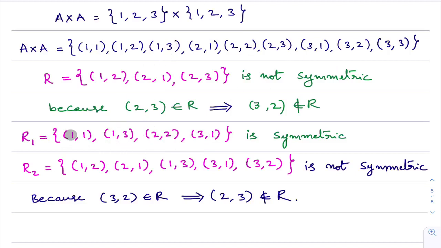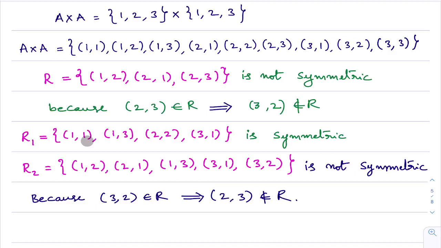How to check? You take ordered pair 1, 1. Reverse this. What is the reverse? The reverse is also 1, 1 only. Is ordered pair 1, 1 there in this relation or not? Yes, here it is. Do not worry. For the elements 1 comma 1, 2 comma 2, 3 comma 3, the symmetric property is always satisfied. The reverse of 1 comma 1 is also 1 comma 1, and that is present in this relation.